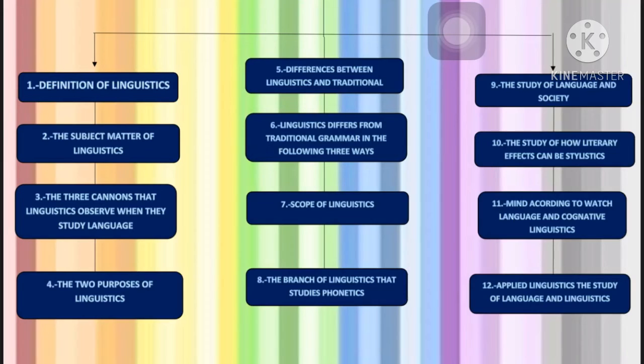Number 8. The branch of linguistics that studies phonetics. Number 9. The study of language and society. Number 10. The study of how literary effects can be stylistic. Number 11. The mind, according to what language of cognitive linguistics. Number 12. Applied linguistics, the study of language and linguistics.